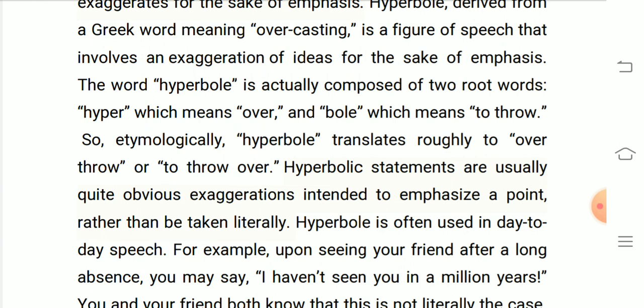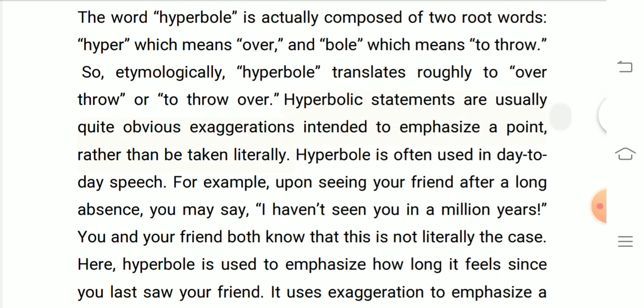So, what does it actually mean? Hyperbole actually means exaggerated statements. Exaggeration means overstatement or overemphasis. So, hyperbole means exaggerated statements or claims not meant to be taken literally. Hyperbole is often used in day-to-day speech. We often make use of hyperbolic statements in day-to-day speech.